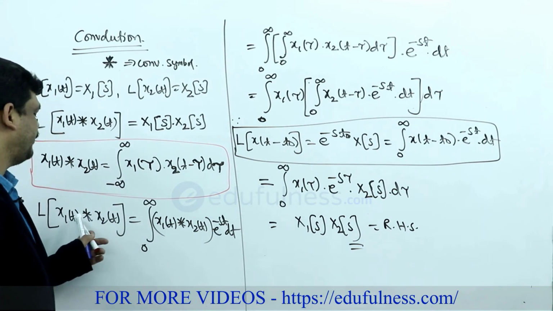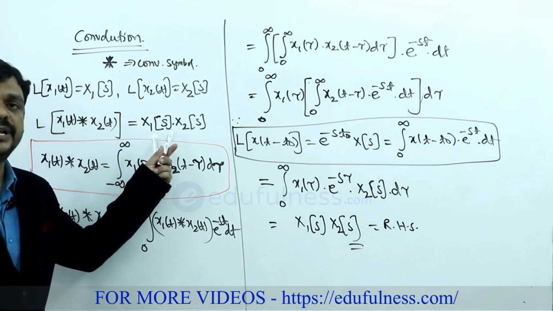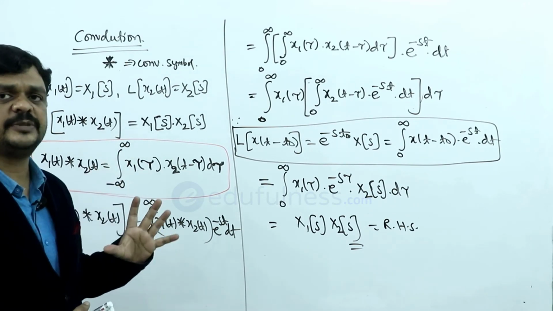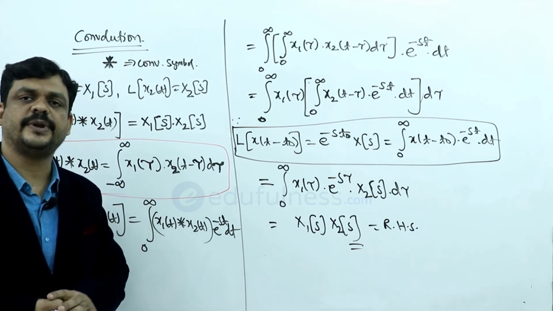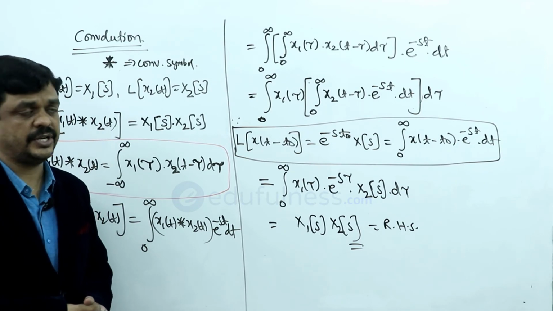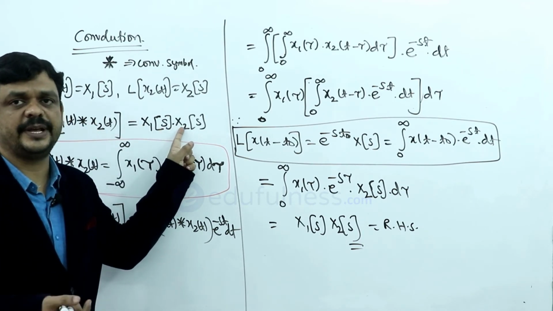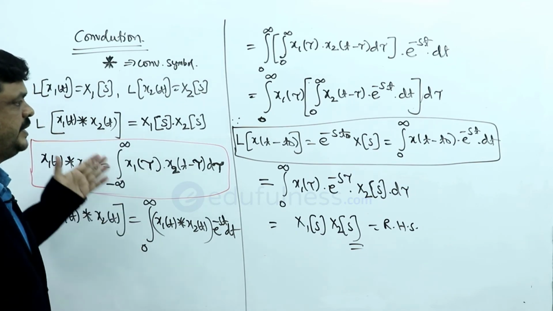So the Laplace transform of a convolution becomes multiplication in the frequency domain. The convolution property states that convolution in one domain becomes multiplication in the other domain. So time domain convolution becomes a multiplication operation in the frequency domain. So please take note of this.